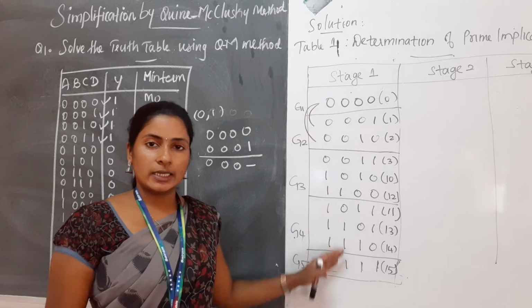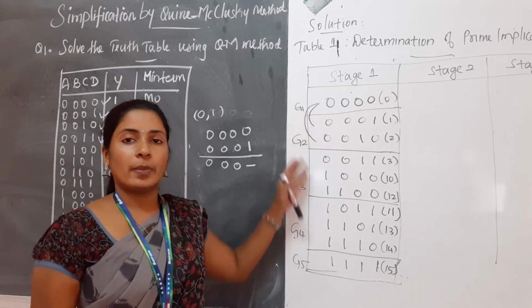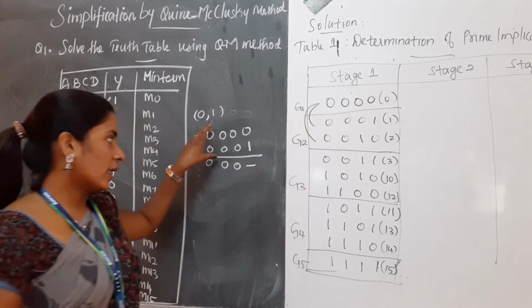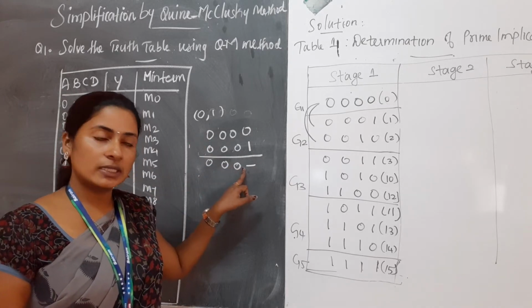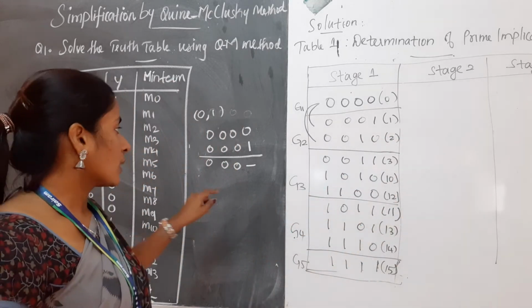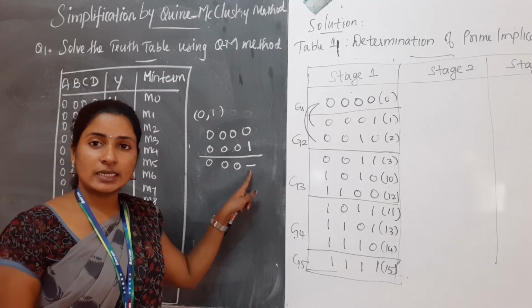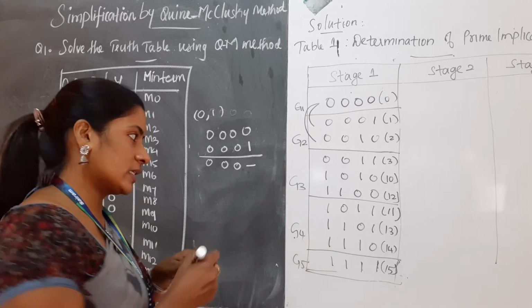I arranged them in order-wise and divided them into groups. Then I am comparing. While comparing, if your data differs in only one position, then that data can be written in stage 2. See, now I got only a single dash. So this can be written in stage 2.